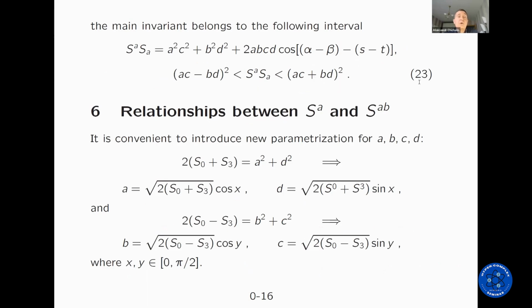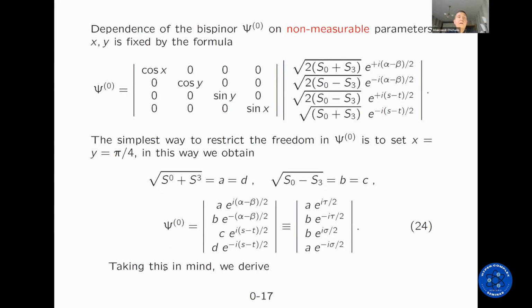23. Now we consider relationships between SA and SAB. It is convenient to introduce a new parameterization with four parameters A, B, C, D in such form, and we see that we can choose X and Y in any way from the interval 0 to pi divided by 2. The dependence of the spinor psi0 on the non-measurable parameters X and Y is fixed by this formula, and the simplest way to restrict the freedom in psi0 is to set X equals Y equals pi divided by 4.